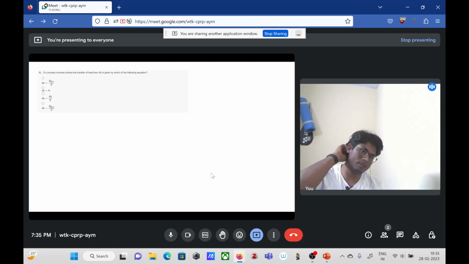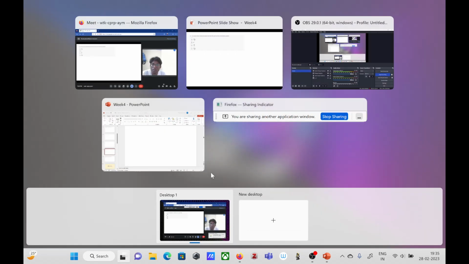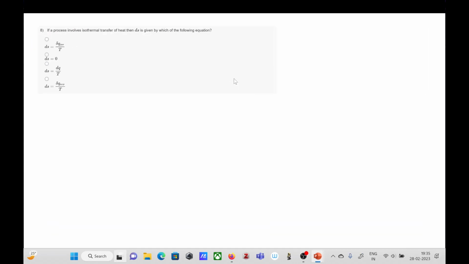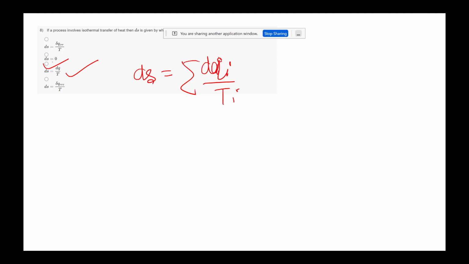This is also not a reversible process, so we cannot write like this. So we can say that option C is more close. Option C is right, because we can always write dS is dQ by T with different processes, so option C is the correct option.